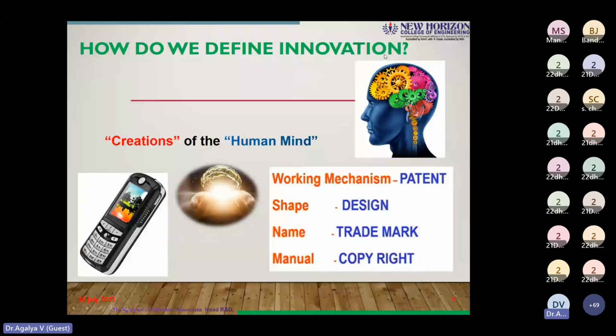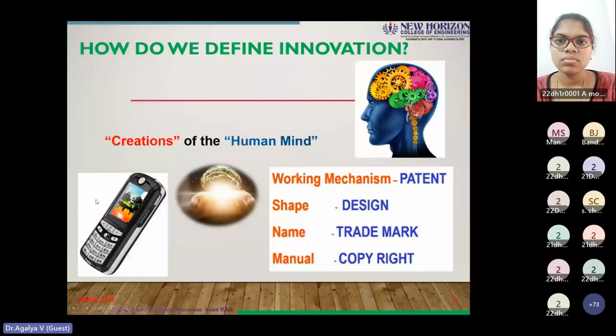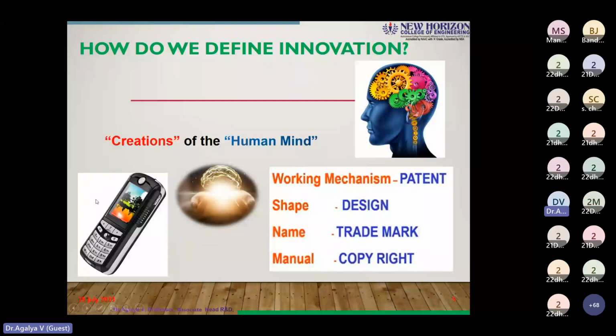So we can correlate this with innovations. If we wanted to buy a mobile, and look at the design, whether it is a rectangle or a circle, or a square, or compact, that comes under how it looks, and we can call it a design. Then how it works will be a patent.